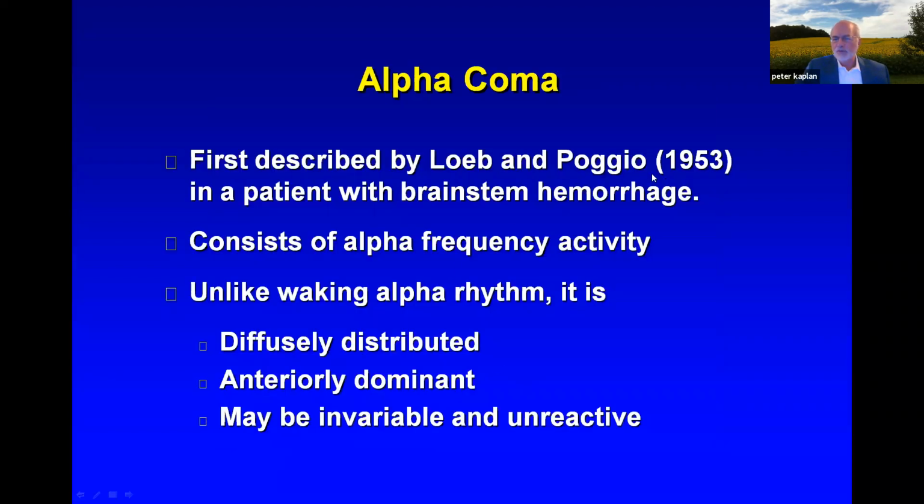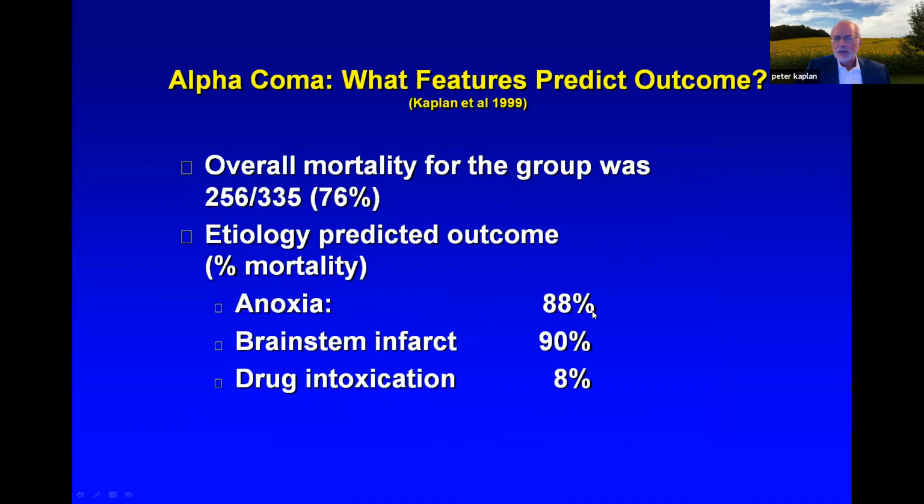Alpha coma, first described quite a long time ago, consists of alpha frequency activity, but what is different from alpha waking is that it's more diffuse and, in fact, sometimes more dominant anteriorly, and it is really typically unreactive. When I looked at the total group of the world literature on it some time ago, the 335 cases, what became evident is that the etiology didn't depend on just the coma pattern, alpha coma.